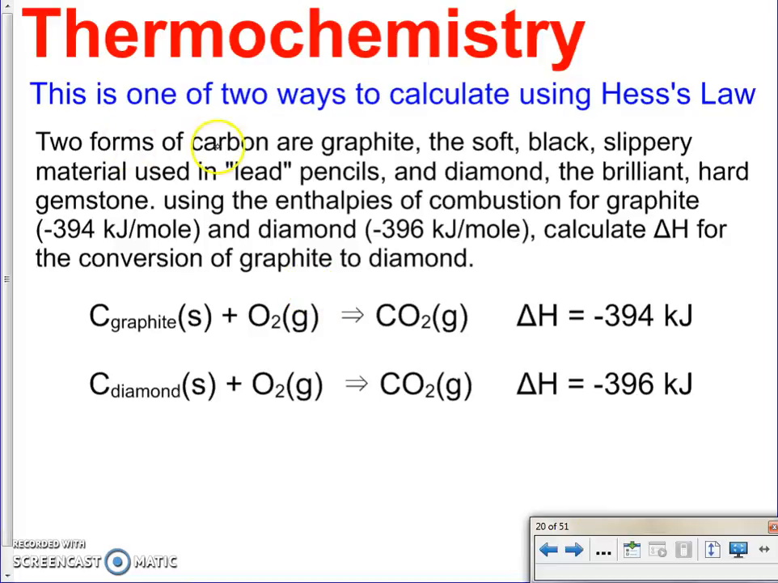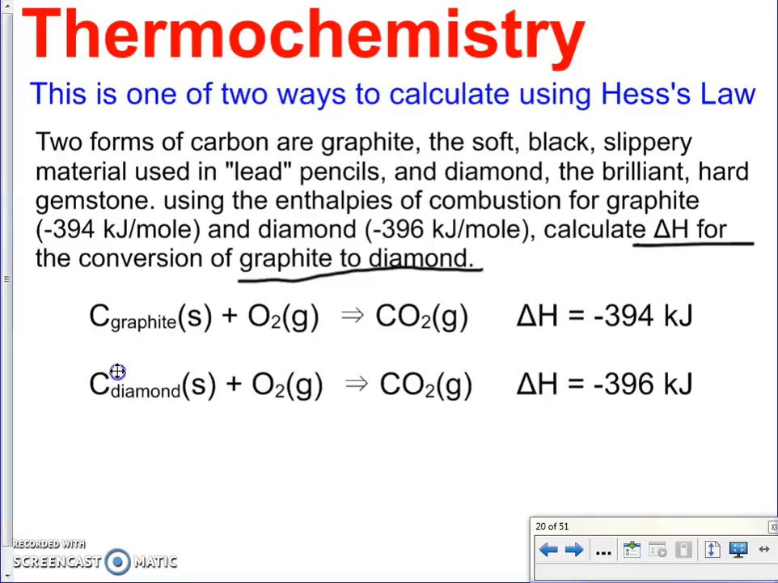Okay, so we're looking at graphite and diamond, the same two we talked about when we were doing solids and types of solids with network solids early on. We want to know, based off the enthalpies of the reaction, so we have the combustion of graphite is negative 394 and the combustion of diamond is negative 396. I want to know what the delta H is going to be for going from graphite to diamond.